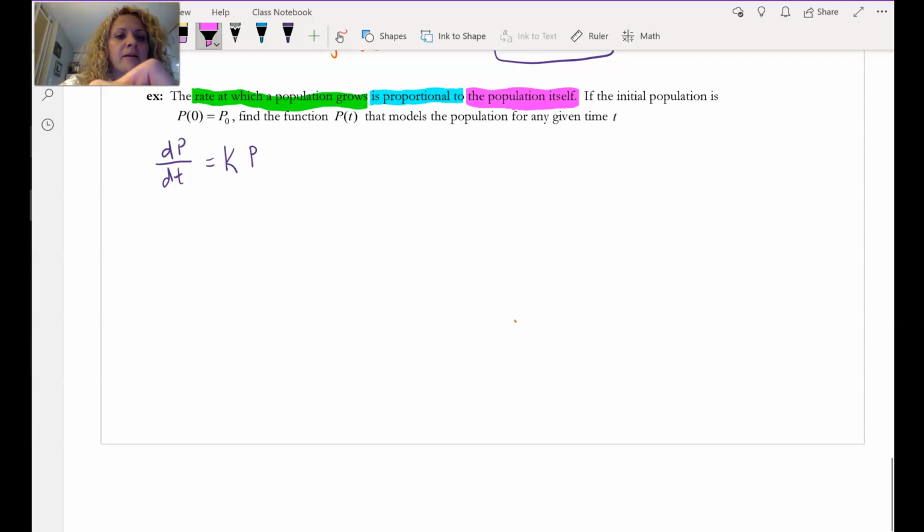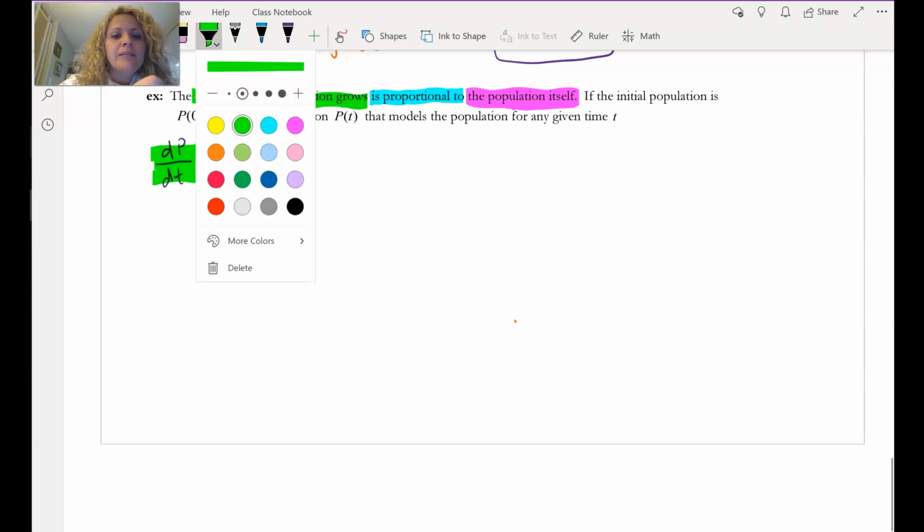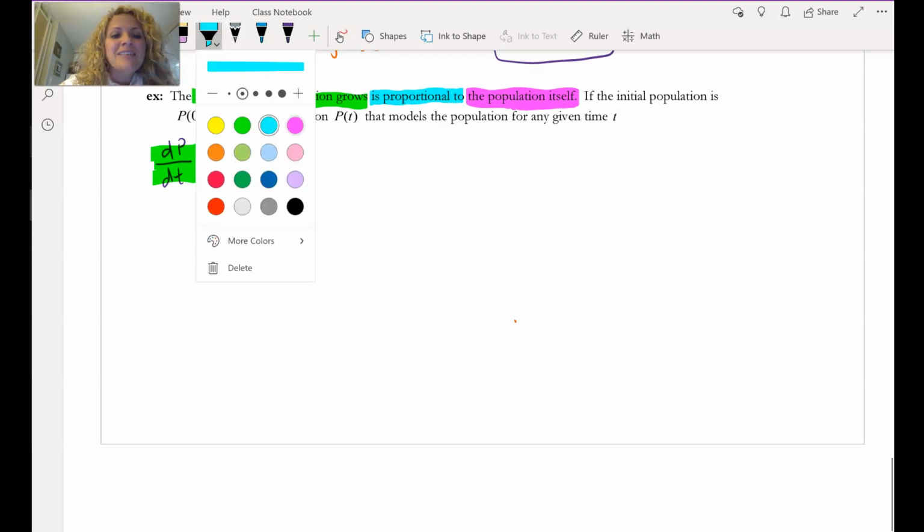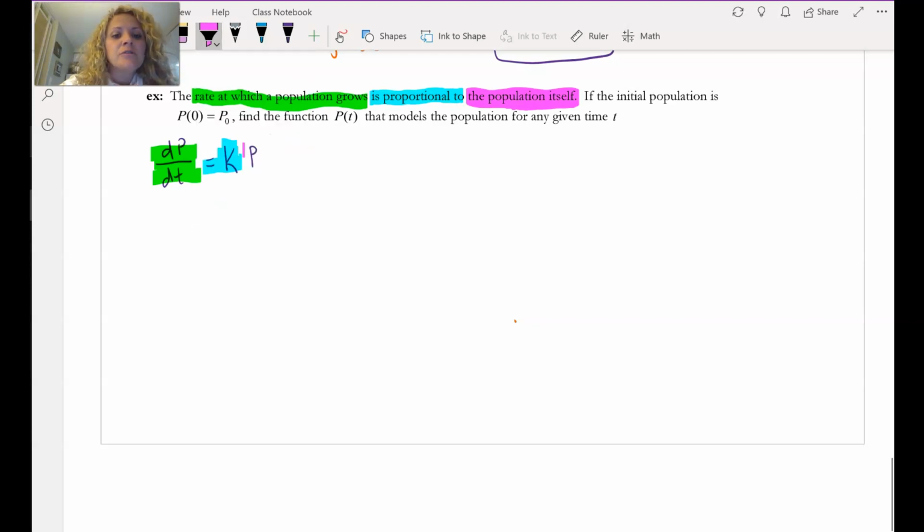So if we go back and unpack this one piece at a time, we said the rate at which the population grows, that's modeled by dP/dt. When we say that it is proportional to, we're going to have our constant of proportionality times the thing it's proportional to, the population. Okay, so now we have a differential equation, which again, the procedures are pretty much the same. This is actually really similar to the last one we did. We'll see that in just a second.